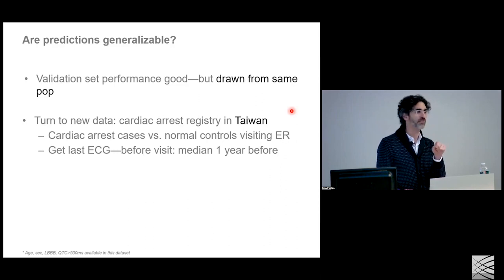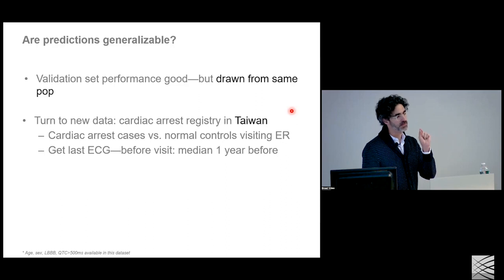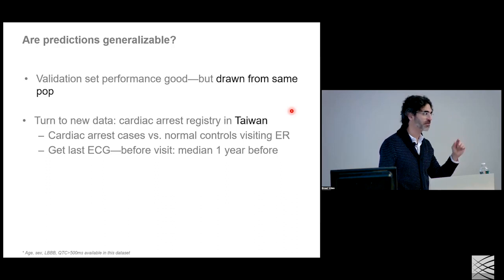So that's the registry. What we do is take every patient who's in that registry and is coded as a cardiac arrest death. Then we find a matched control who visits the ER on the same day as that arrest patient. So that's our case definition and our control definition. Then we look in the electronic medical record of that hospital for both of those people's last ECG. We throw out the ECG from when the person in arrest is in arrest. We look at their last ECG, and we do the same for the control patients. The median time from that last ECG to the index visit is about a year.